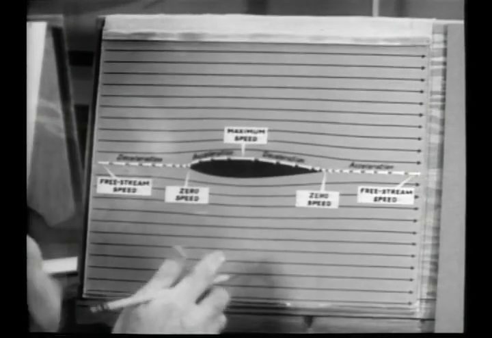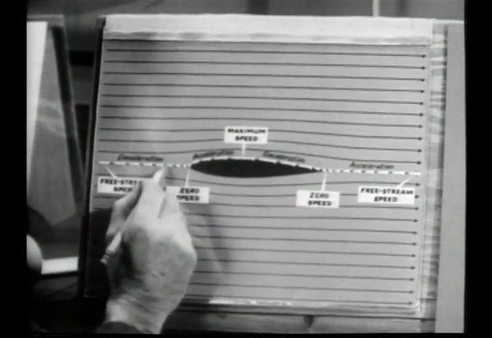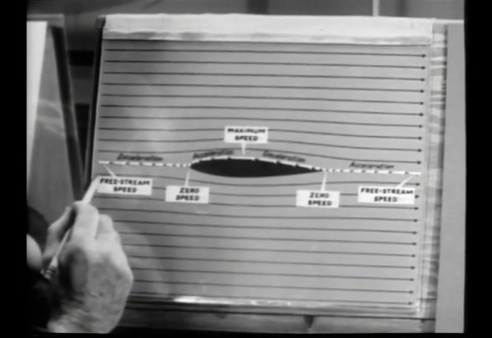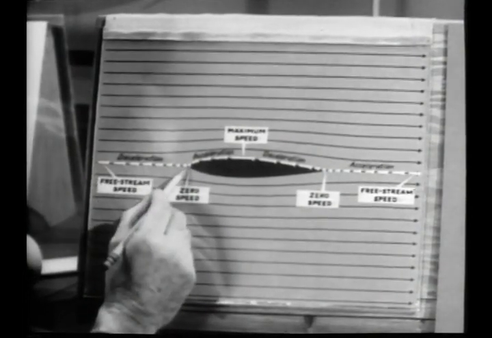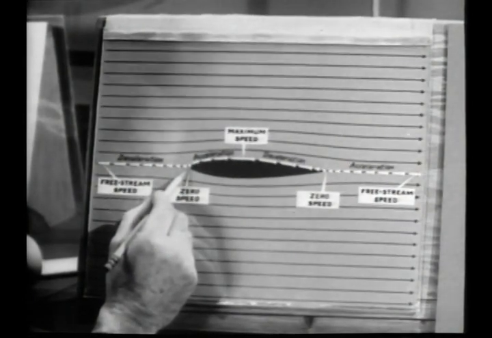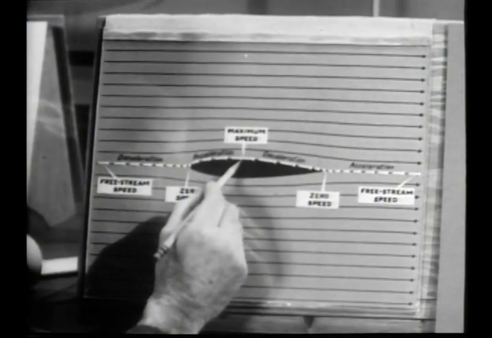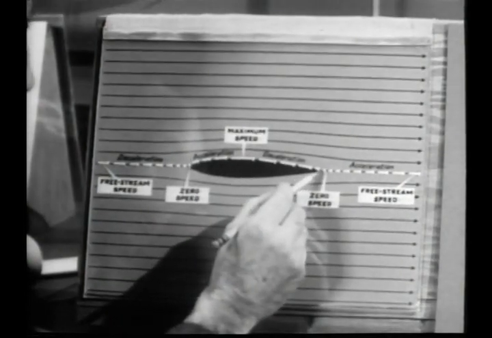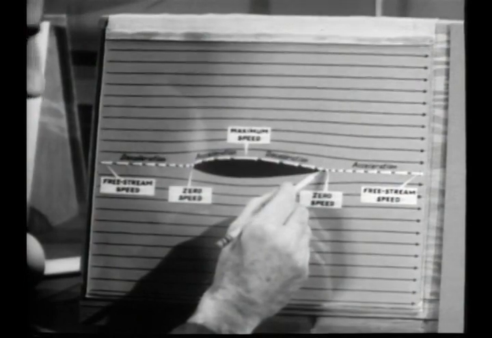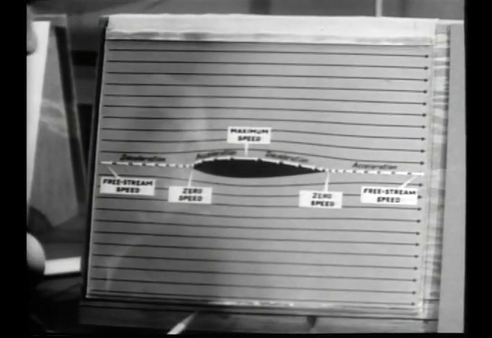A more advanced analysis than is possible in this film shows that the particle speeds at different points along the streamline are proportional to the lengths of these arrows. Beginning with a free stream speed far upstream, a fluid particle decelerates to 0 speed at the nose. We call this a stagnation point. Then it accelerates to its maximum speed at about the position of maximum thickness of the airfoil. Then it decelerates to another stagnation point at the tail. And finally, it accelerates to the same free stream speed far downstream.